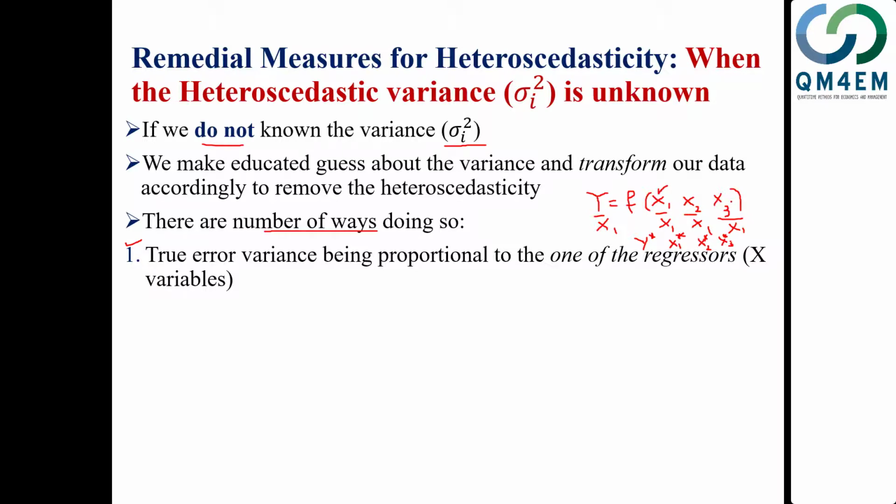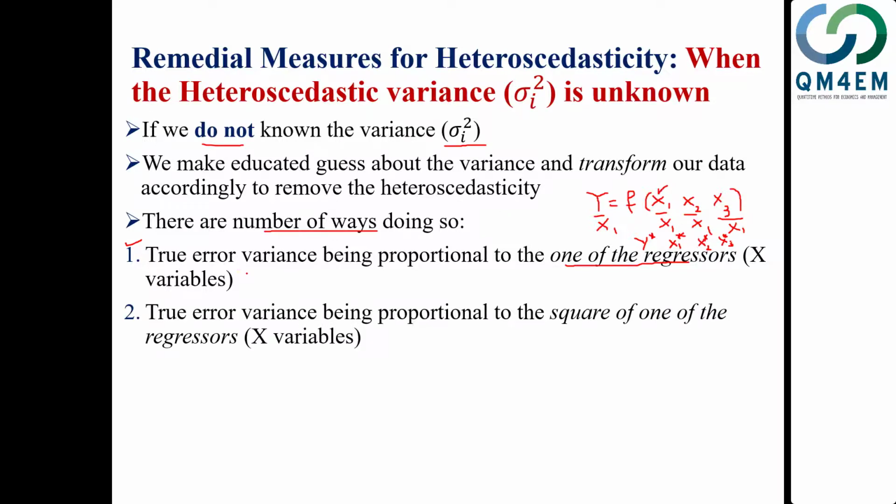We can try x2 and x3 as well, because we are in a way guessing that the true variance is proportional to one of the regressors, not necessarily x1, just one of the regressors. So we can try with any of these. Now this procedure by itself raises a lot of question marks. I will answer that in the next few minutes, but first I want to mention some more methods.